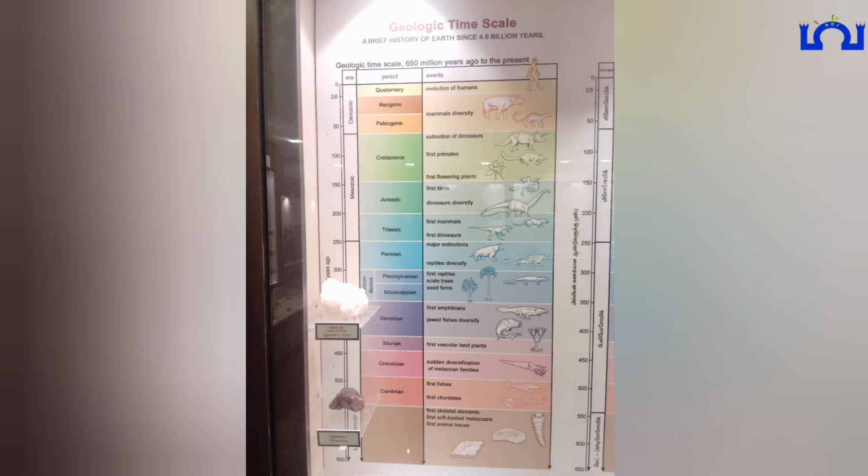Now we are going to see the geological time scale. We start from the top. So starting with Cenozoic, with 2.6 million years of Quaternary period with the evolution of humans. Then comes the Neogene and Paleogene with mammal diversity. Then from 100 million years to 150 million years we have the Mesozoic, where first we can see the Cretaceous, where we can see the extinction of dinosaurs, first primates and first flowering plants.